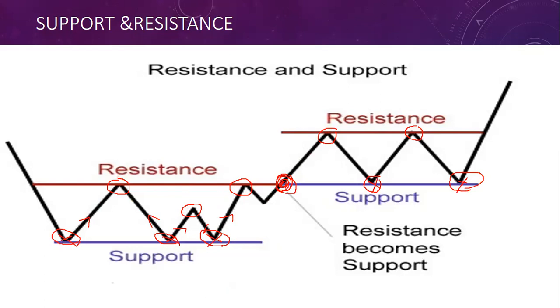What does this mean? It means it's a new support. Yes. So when the resistance is broken, this line, which was resistance, becomes a support. So the price breaks the resistance, and when it goes back to the resistance, it cannot break it because it has become from resistance to support. And it's working like a support line.